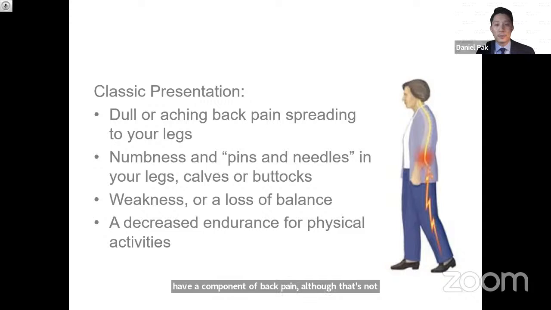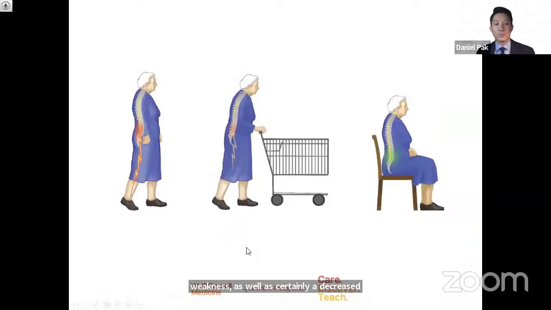Oftentimes a very common complaint is pain that radiates down the legs. The characteristic of this can differ from patient to patient. Oftentimes it's described as a burning sensation. Some people will say pins and needles. Oftentimes it'll radiate from the low back or the buttock area all the way into the calves. In cases where the stenosis is particularly severe, some patients may have a component of weakness, as well as decreased endurance for physical activity, because patients often have decreased exercise tolerance as a result of their pain.